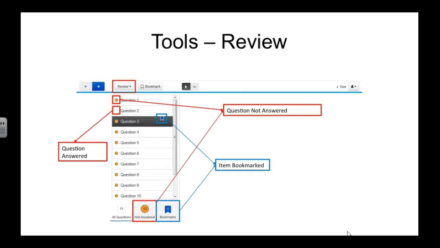At the bottom of the list of questions are three symbols. The symbol on the left is labeled All Questions and shows the total number of questions in the test section. The middle symbol is labeled Not Answered and shows an orange dot that contains a number of questions in the selection that have not yet been answered by the student. The symbol on the right is labeled Bookmarks and shows a blue ribbon that contains the number of questions a student has bookmarked in the test section. Students are able to see which questions have not been answered and which questions they have bookmarked by looking for an orange dot to the left of a question or a blue ribbon to the right of a question, respectively.